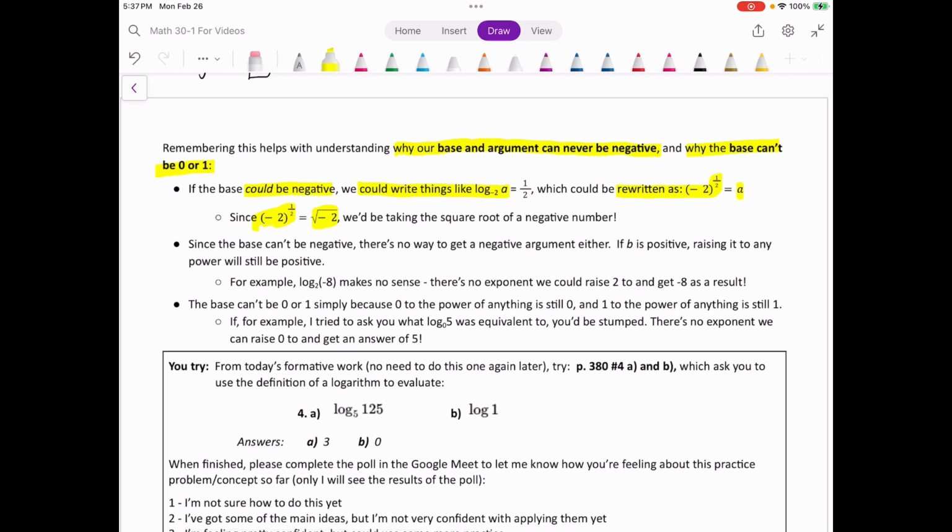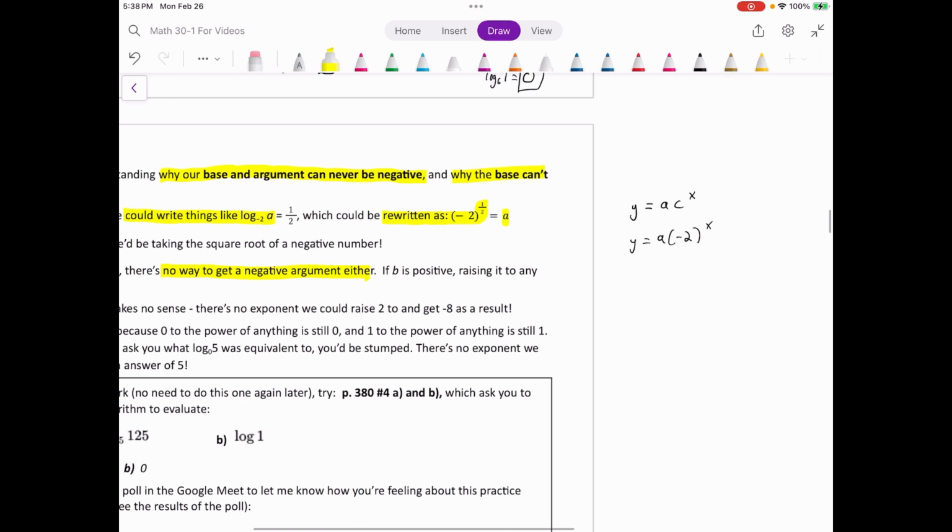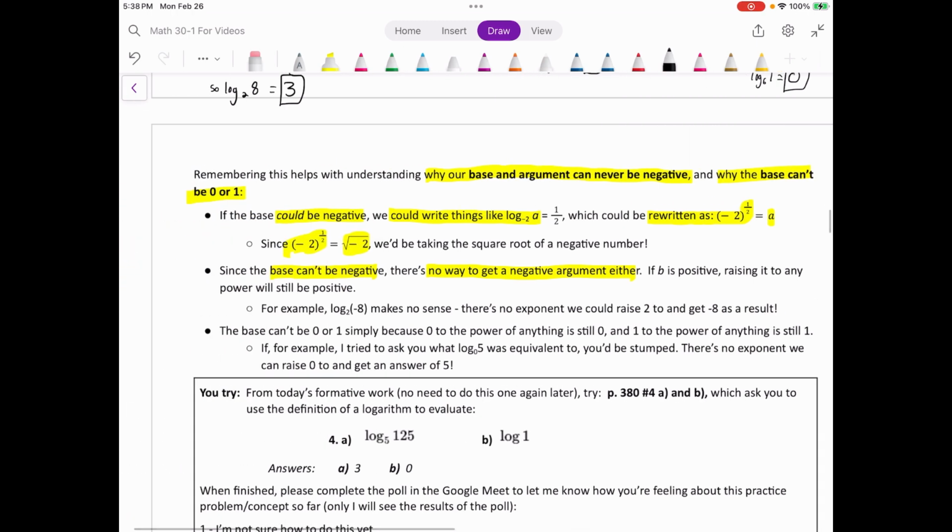Now, since the base can't be negative, there's no way to get a negative argument either, right? Because again, if I've got log base b of a equals x, no matter what b is, it's positive. It can't be negative. So there's no way to raise a positive number to any power and end up with a negative answer, right? Take a positive number and raise it to whatever power you want, it's still going to give you a positive result. And so our argument, the a, just can't be negative. There's no way for it to come out as being negative. So taking the log of a negative number doesn't really make sense.